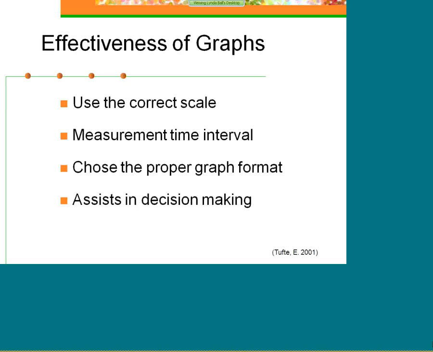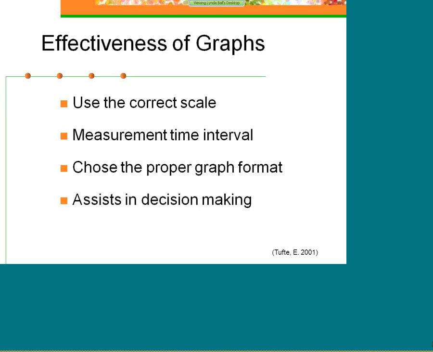So we need to make sure that we use the correct representation, and that we're using the correct scale. Now, the correct scale is, if you've got all your data between 80 and 100%, you don't want the graph to go from 0 to 100. I mean, you end up with these wonderfully tall bars, but they don't mean anything because your data is only spread out over a 20% area.